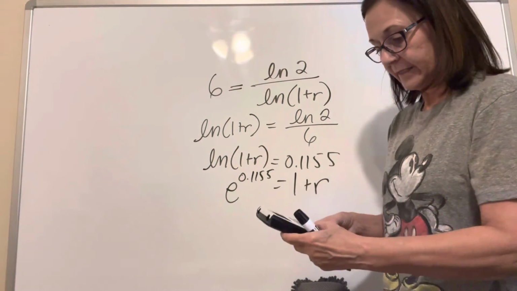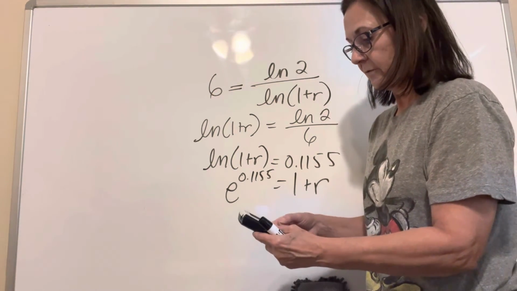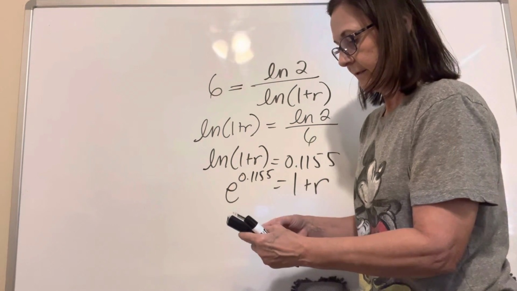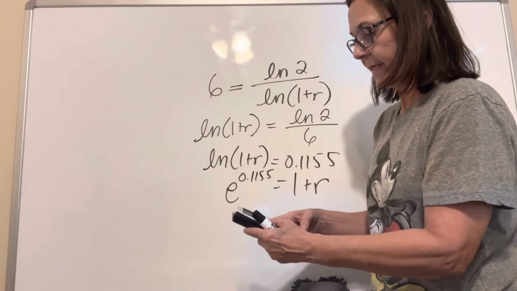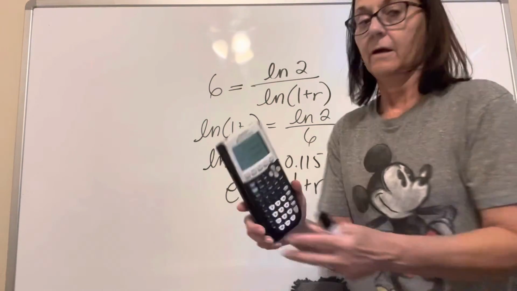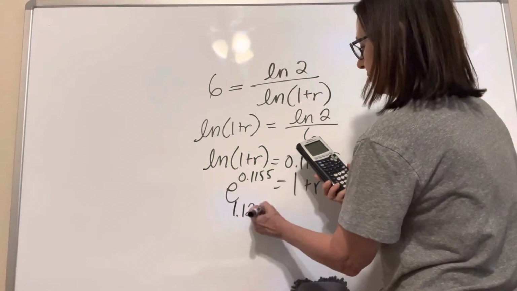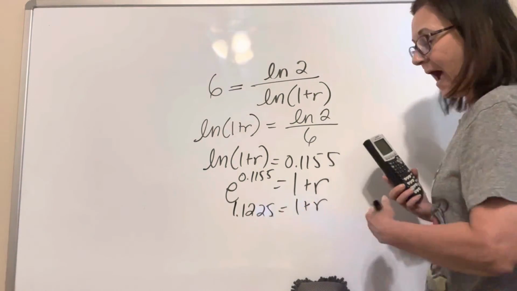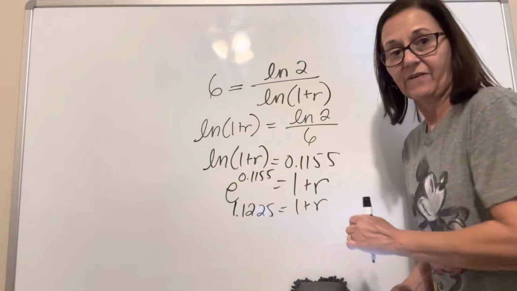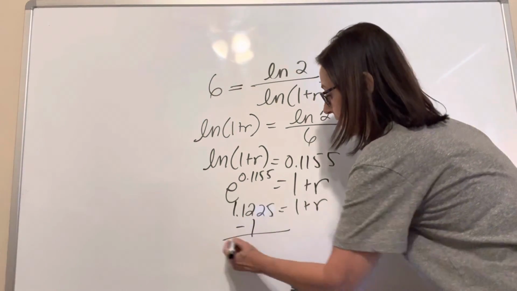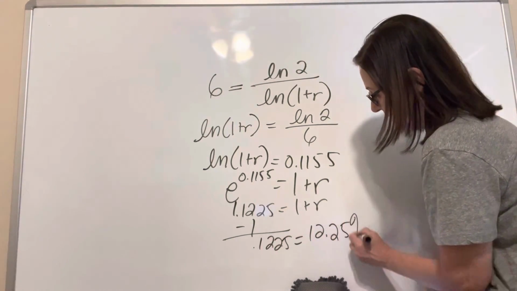I'm going to do shift ln, second ln. I'm going to raise it to my previous answer. Right, clear. Second ln, and I want to pop in my answer, previous answer. Right, that's what I did. So I have that 1.1225 equals 1 plus r. I subtract 1, and my rate is about 12.25%. See, I'm just subtracting 1 from here, and so it's 0.1225, which is 12.25%.